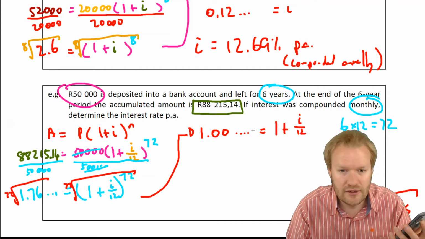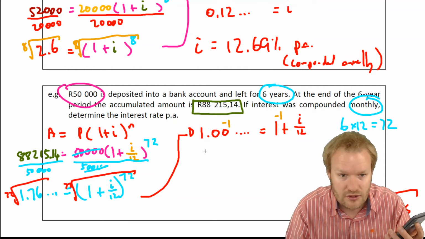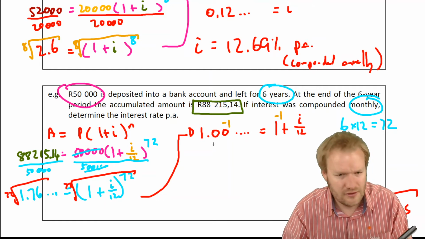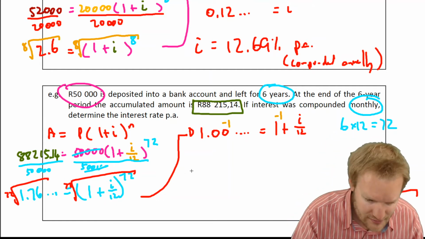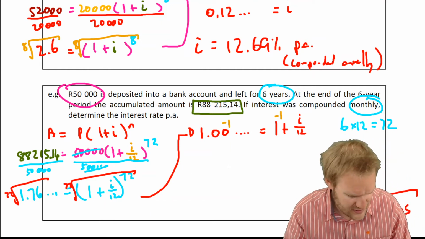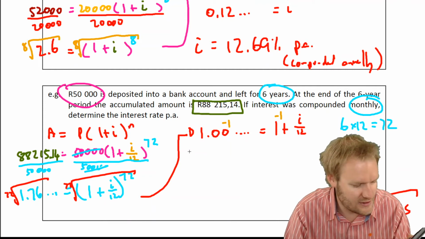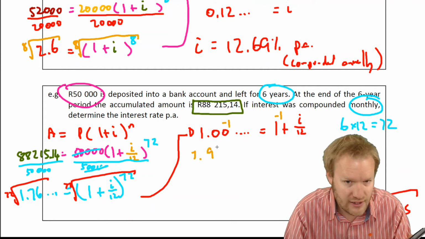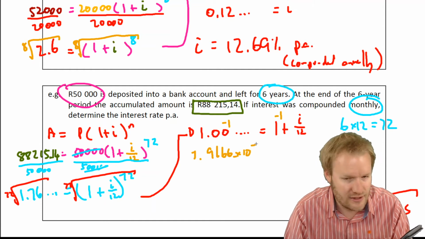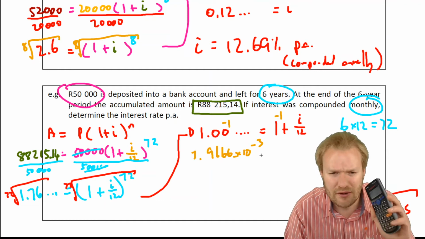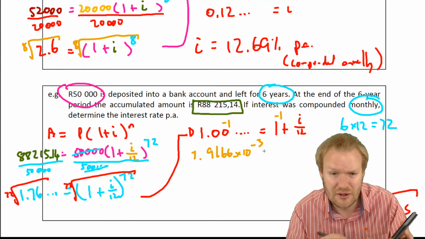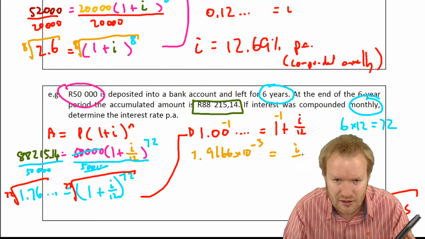Okay, let's keep going. Minus 1, equals. Now, I get some funny looking number here. It says 7.9166... times 10 to the minus 3. This is what my calculator says. Because it's such a small number, it's telling me in an engineering way. Okay, so that equals i over 12.